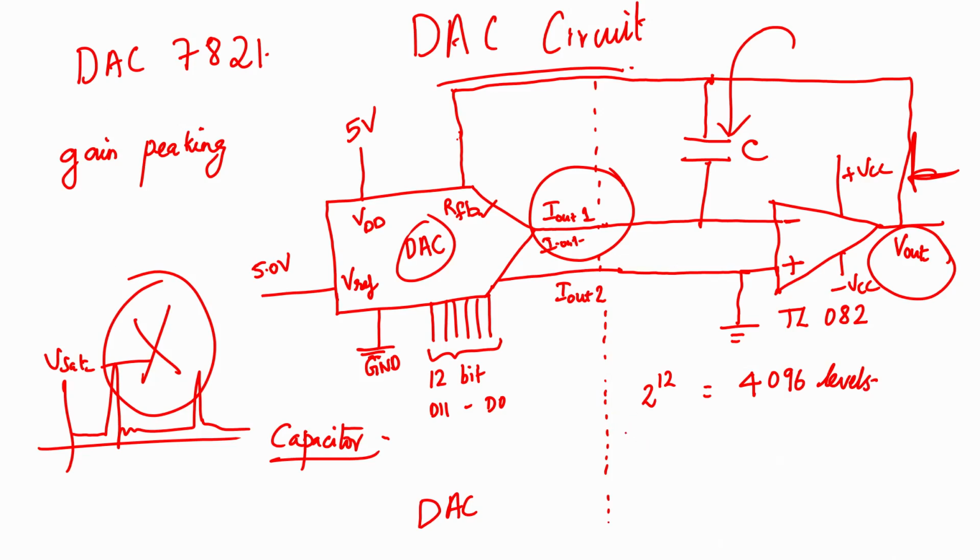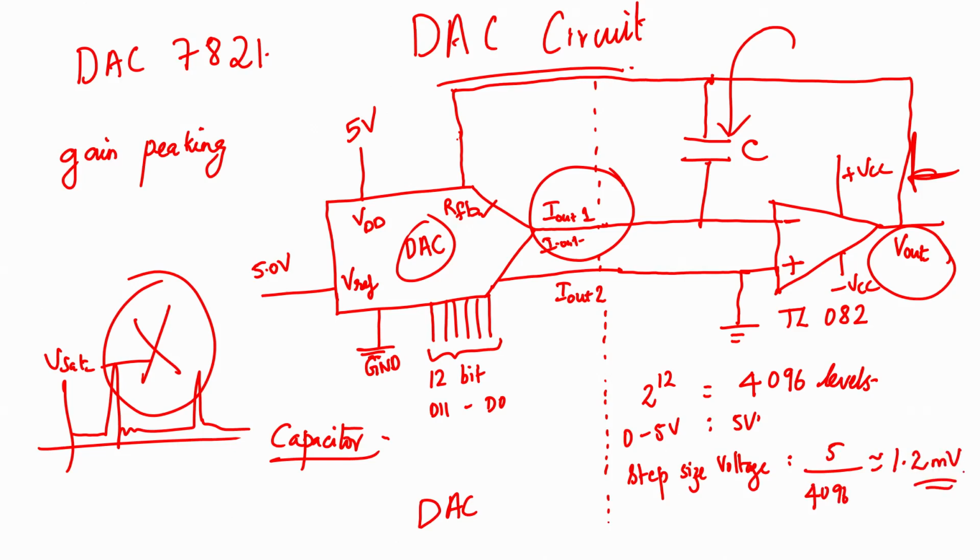And your total voltage swing is what? If say your reference voltage is 0 to 5 volt, your voltage swing will be 5 volt, correct. So, your step size voltage for each change in bit sequence would be 5 by 4096. You can do this calculation in your head, you do not need a calculator. This will come to around 1.2 millivolt for each change in bit, correct.